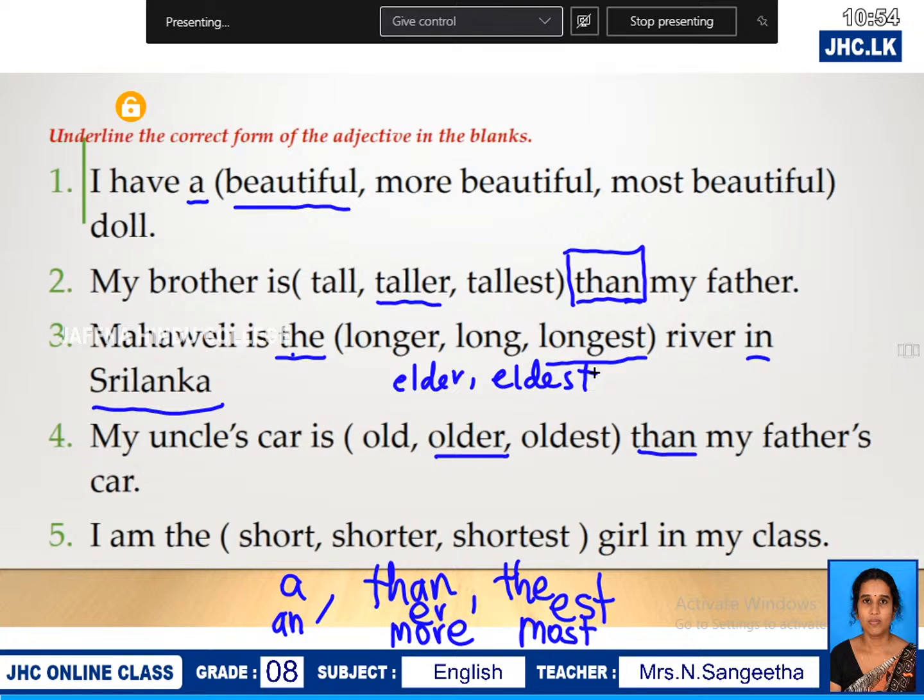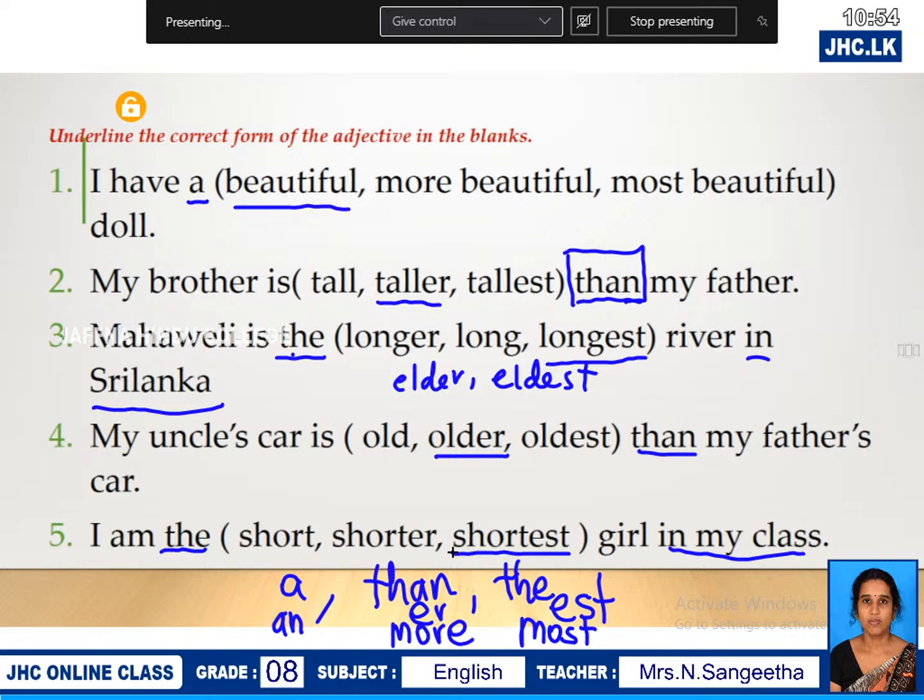And the fifth one, I am the dash girl in my class. The is given, so you have to conclude what form it will come in. In a class there are mostly more than two students. When we compare one person among many students, we use the superlative. So I am the shortest, est form.